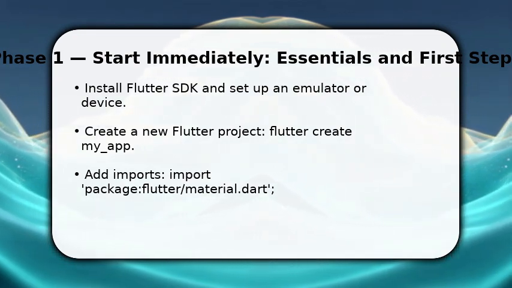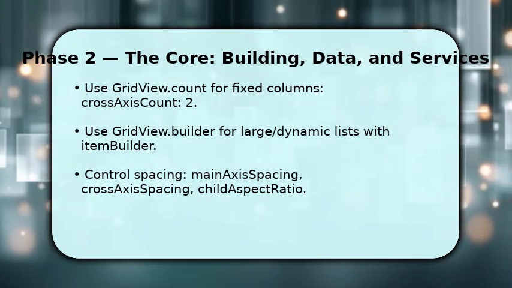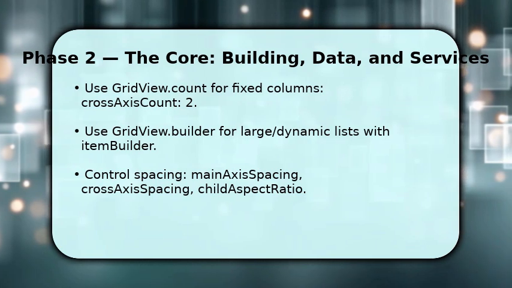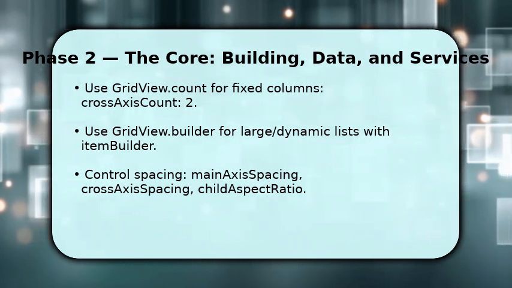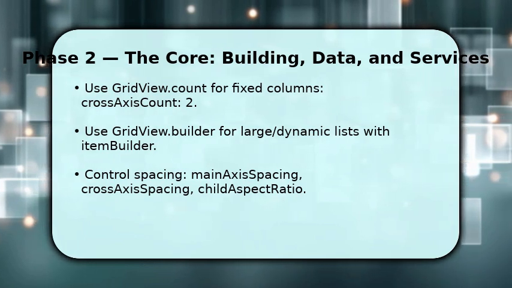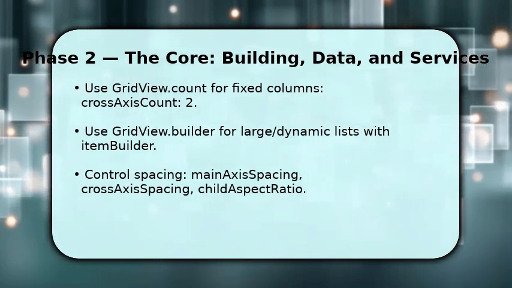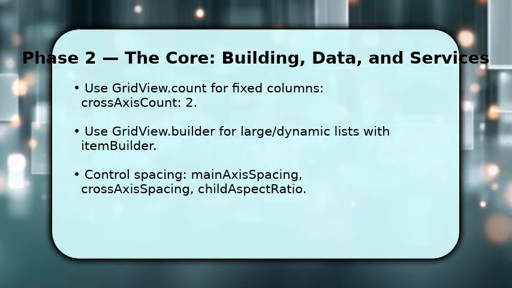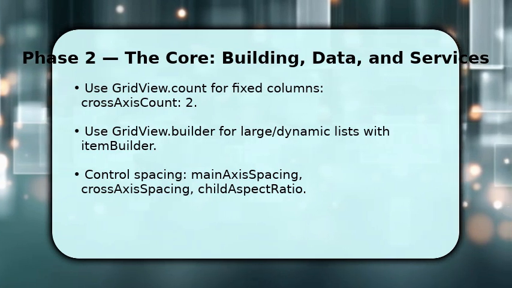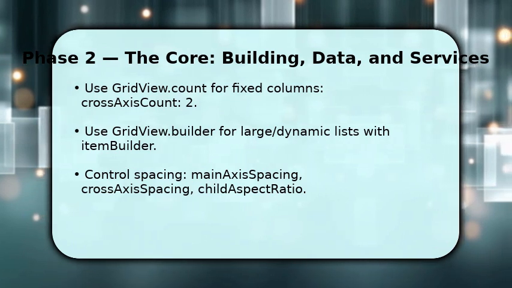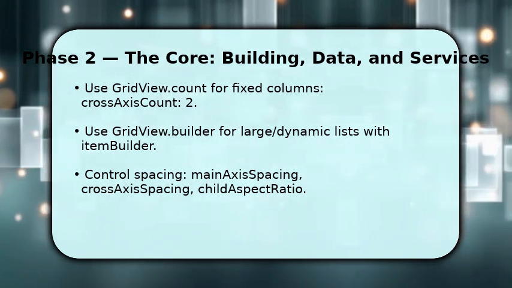the GridView. Now implement the core GridView. If using GridView.count, set cross-axis count, main axis spacing, and child aspect ratio to shape cells. If using GridView.builder, provide a grid delegate, a SliverGridDelegate with fixed cross-axis count or extent to control layout, and implement item builder to return your item widget. Once wired, map your data into widgets and include keys or semantics for accessibility.